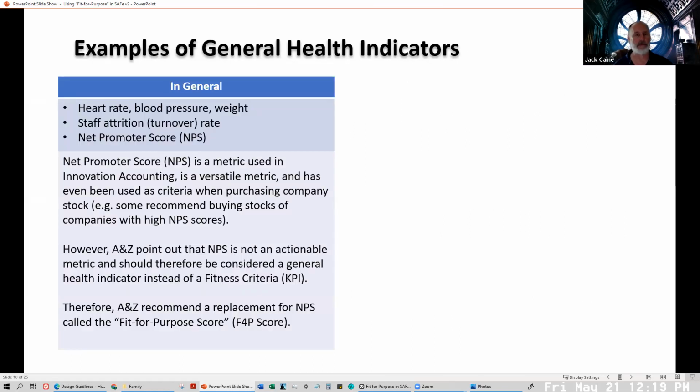So here's some examples in the world. We have heart rate, blood pressure, weight. I know that this is a general health indicator. My weight, I'm always worried about my weight. You know, am I going in the right direction? Staff attrition, turnover rate. This is a general health indicator.